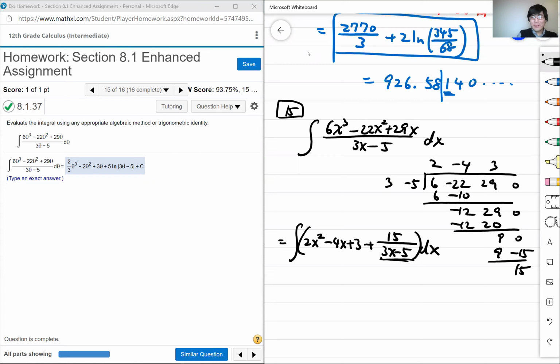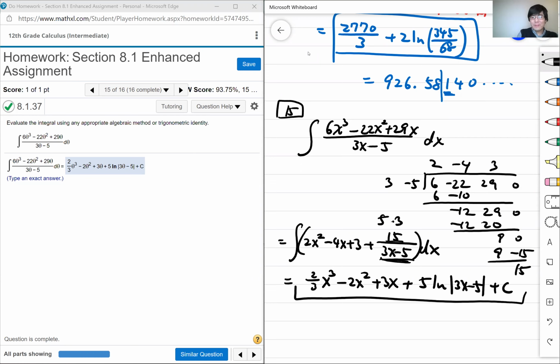You see this one, the derivative of the denominator is the numerator. It's just a constant multiple difference. So you can use the log. So after integrating each term, it's going to be 2/3 x cubed minus 2x squared plus 3x plus, well, this is 3 times 5, so it's going to be 5 times ln of absolute value 3x minus 5. And don't forget to add constant c. Okay. If you rewrite everything in terms of theta instead of x, you are done.